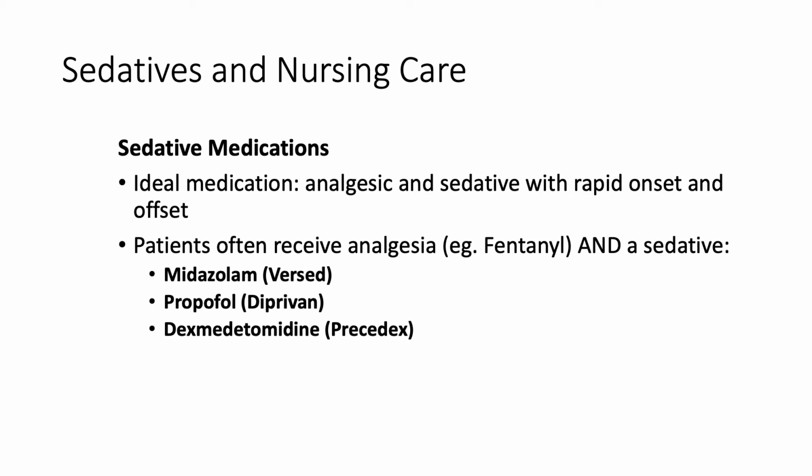So fentanyl is a very common continuous IV infusion in the ICU, and this is because it has a rapid onset and offset and is an analgesic. And it also has sedating properties. However, fentanyl does not always provide sufficient sedation for a patient. So we may see patients receiving a continuous fentanyl drip and an additional continuous sedative drip. In this lesson, we'll talk about fentanyl, midazolam, propofol, and dexmedetomidine. Again, keep in mind these are very brief overviews of these drugs, and that you should always consult a drug reference before administering any of these medications.